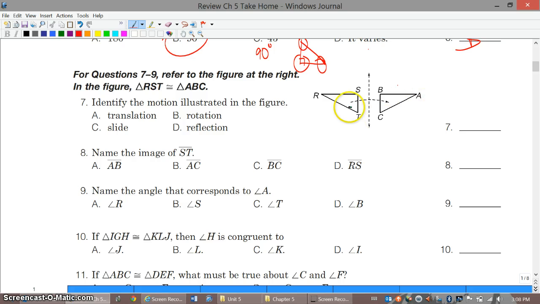Well, it's a reflection. It goes across that line, D. Name the image of ST. Where does ST go to? It goes to BC, so C. Name the angle that corresponds to A. So angle A is right there. Well, it flips over here. It's R, so it's A. Answer A.